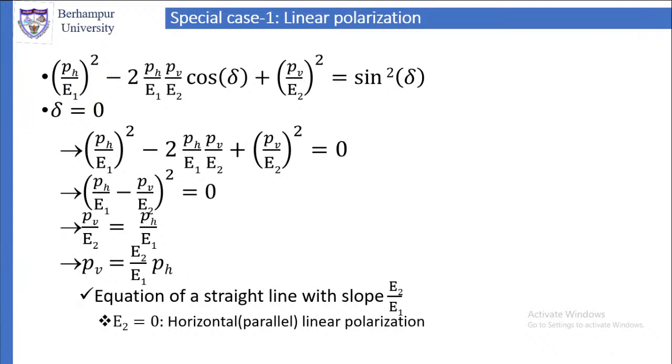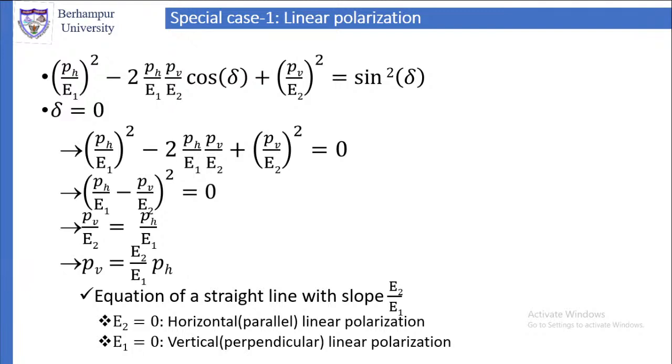When E2 is equal to 0, what will happen? Pv is equal to 0. So therefore, the slope is equal to 0. E2 equal to 0 gives us slope equal to 0. Slope equal to 0 means P is oriented along the horizontal axis. Therefore, it is called horizontal or parallel linear polarization.